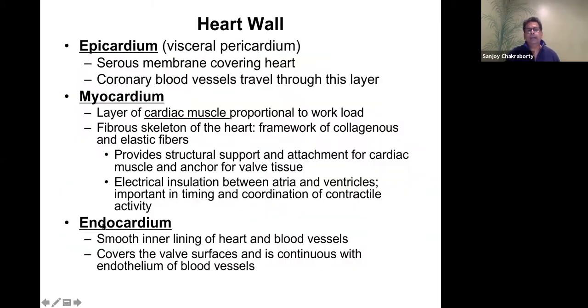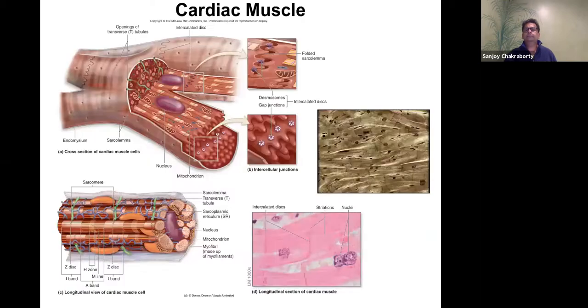Inner layer, endocardium. Endocardium is basically modified endothelial cells, and they also line the heart and the inside of the heart valves. So we are going to talk about heart valves a little bit later.